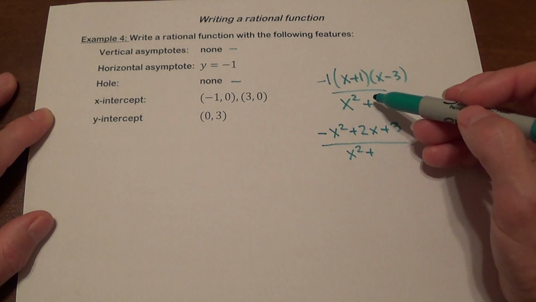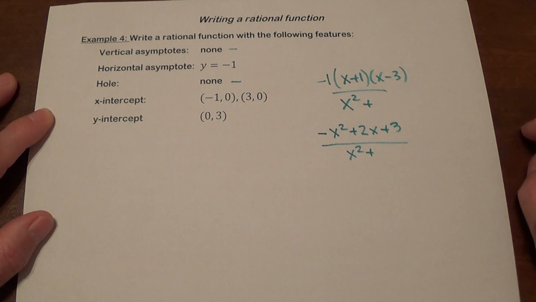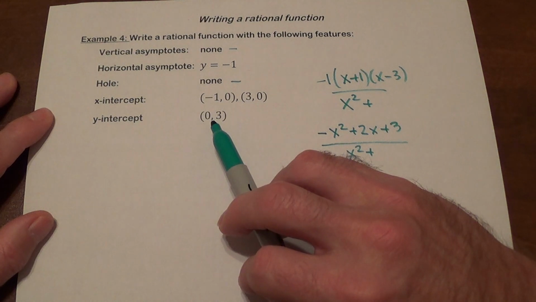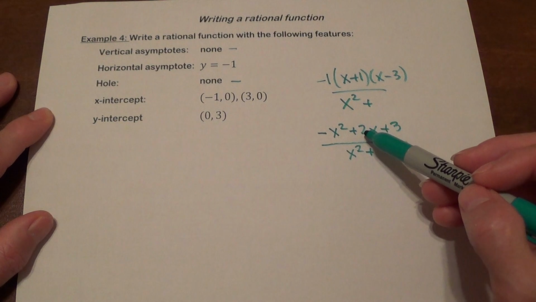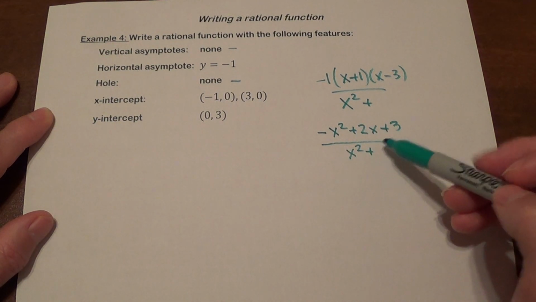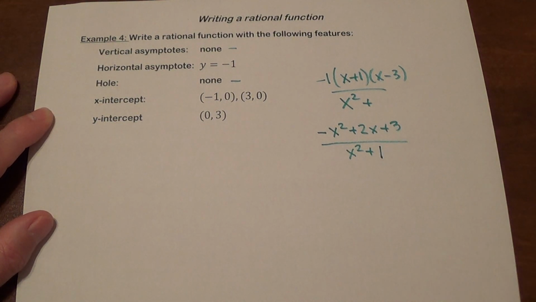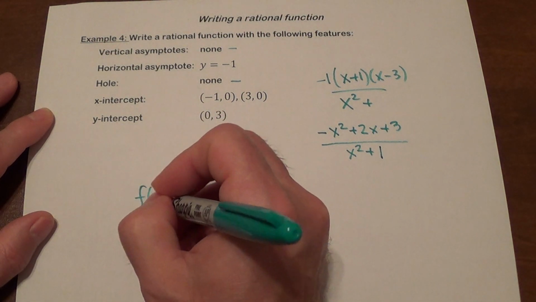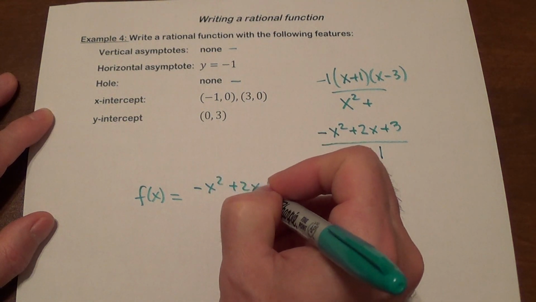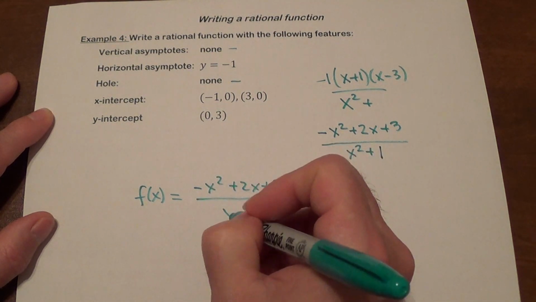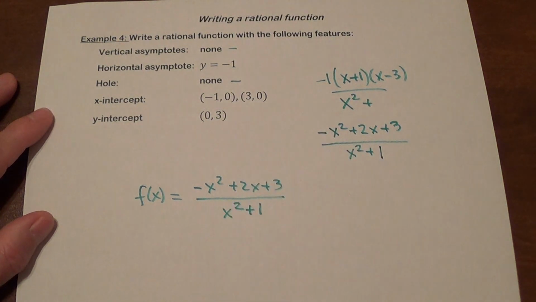Again, I want to remind you that x squared plus a number will not give you any real zeros, and then you do not have any vertical asymptotes or holes. Not even possible. And we want our y-intercept to be (0, 3), so when x is 0, y has to be 3. So 0 here, we're getting 3, 0 here, so that number would have to be 1. And our function is going to be f of x equals negative x squared plus 2x plus 3 divided by x squared plus 1, and we are done.